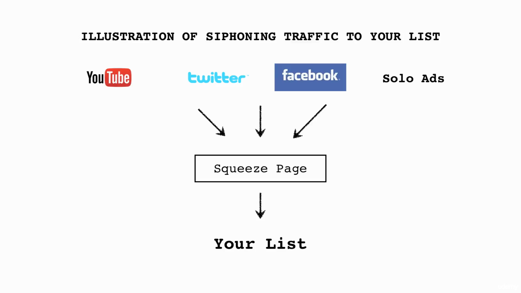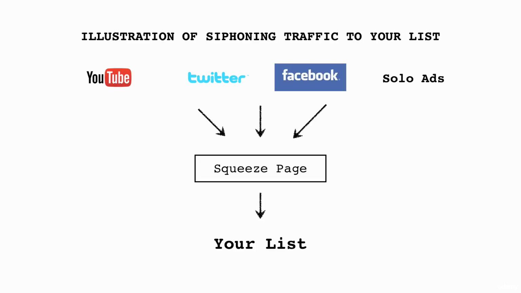And here's an illustration of siphoning traffic to your list. So you've got a couple of examples up here: YouTube, Twitter, Facebook, solo ads, and they're all pointing to your squeeze page, which will have an opt-in box for you to capture an email address from the user, and that email address goes onto your list or your autoresponder. So this is just an illustration for people that need to see an example of how this all works and how I look at traffic sources and how you should be looking at traffic sources in the future too.